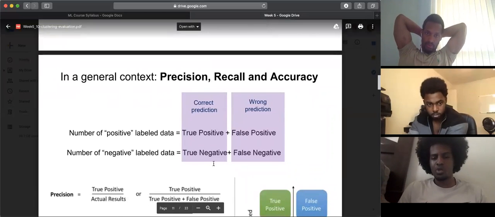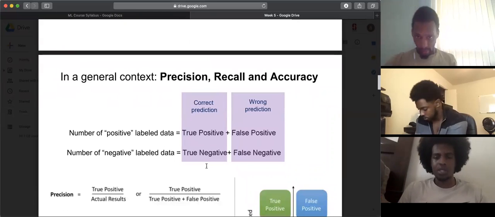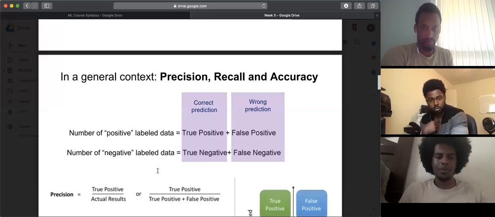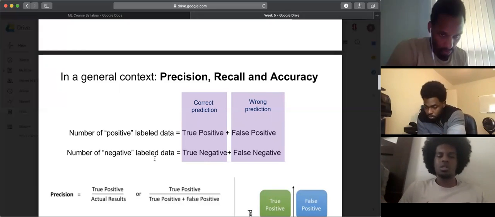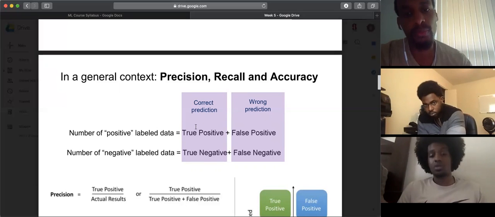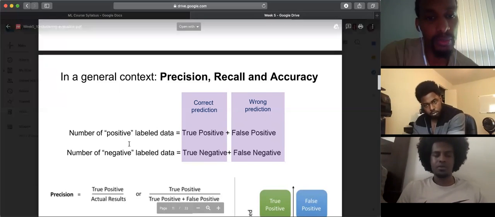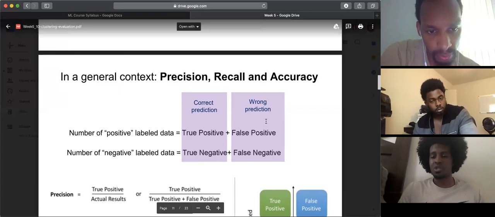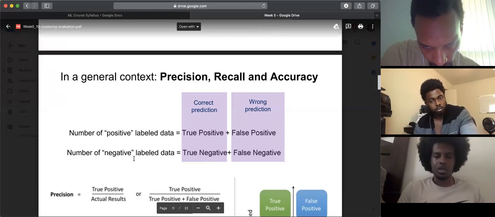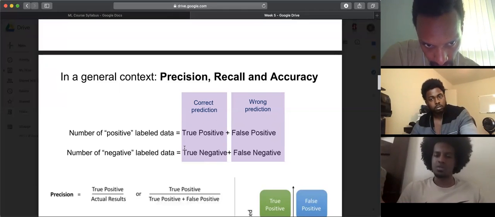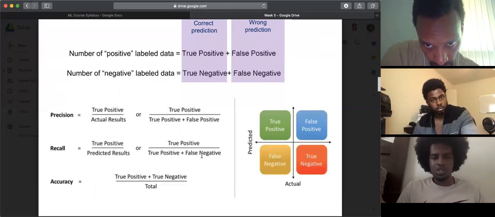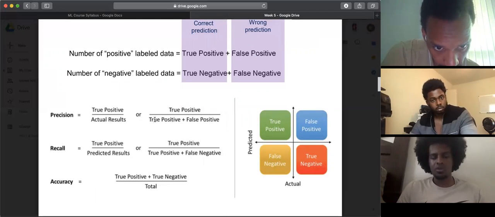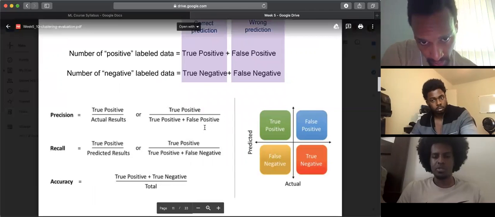So when you have a correct prediction, and this is again with labeled data with labeled ground truths, you are taking your number of positive labeled data, and if you get a correct prediction, that's a true positive. If your system labels something as positive, but the prediction is wrong, that's a false positive. It's the same for negatives, right? So precision is defined as the true positive divided by the actual results. That is further expanded as true positive divided by true positive plus false positive.